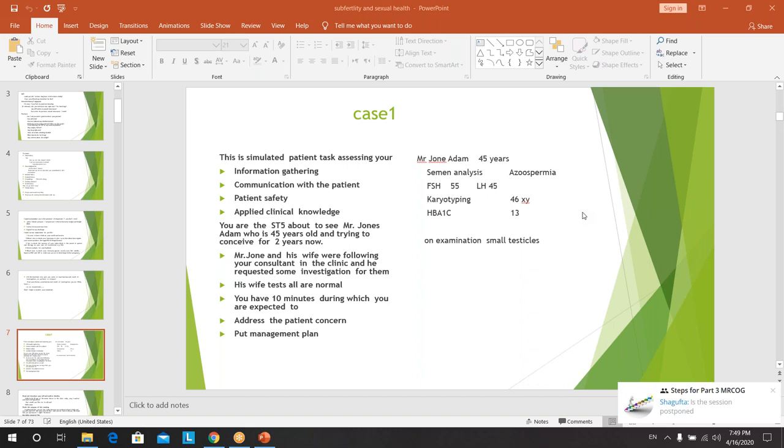Then the second point: you didn't ask at all about his wife. I know that in the task they write that all the tests of his wife are normal. But these are only the tests, not the examination, not the history. Whether the wife has had a baby before, whether she was pregnant before, any surgery before. A relevant and quick history about his wife.